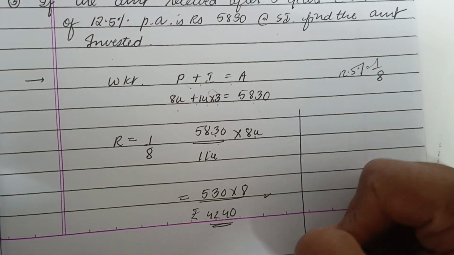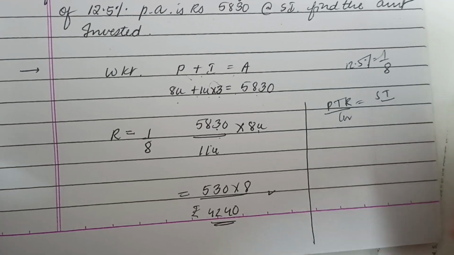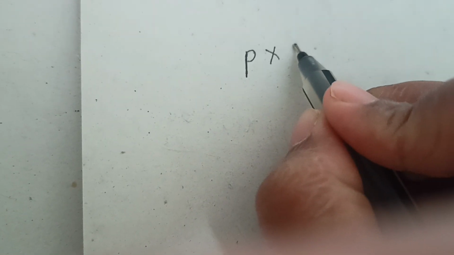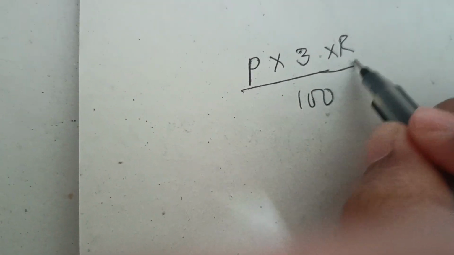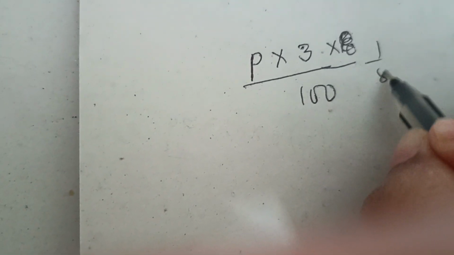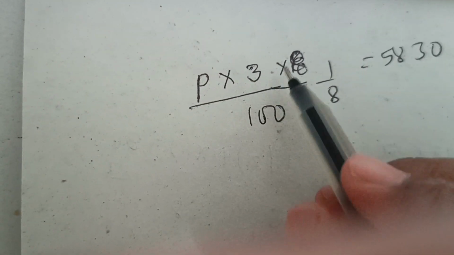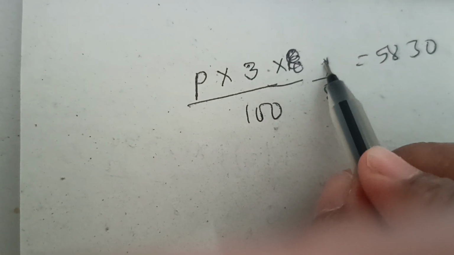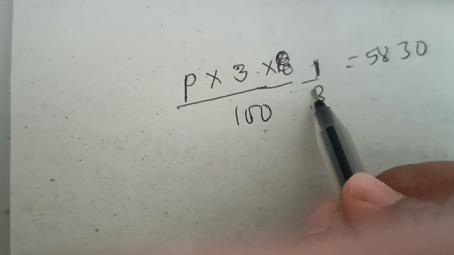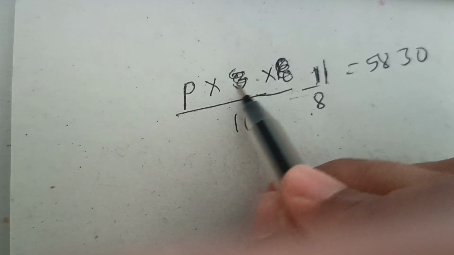So actually we can do it in the common traditional way, that is PTR by 100, which will be equal to simple interest. We don't know the value for P, and we know it is invested for 3 years, and we know the value for R, that is 1 by 8. So that will be equal to 5830. Here this is the interest, that is 1 by 8. So after 3 years I will add plus 3 here, so it will become 11.